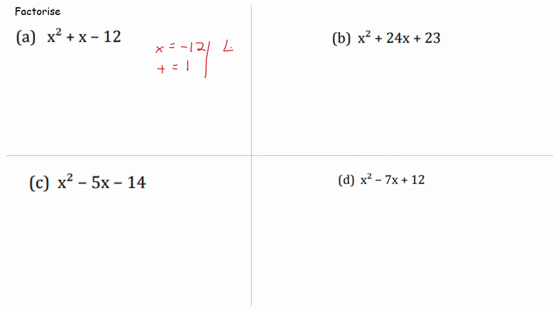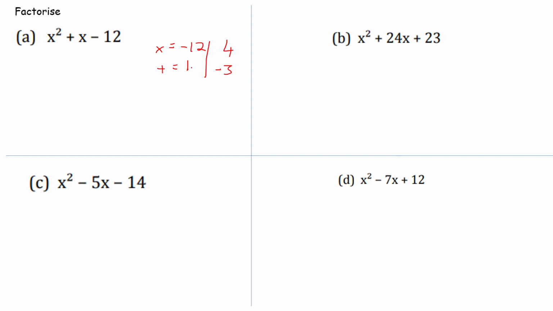Let's go for 4 and 3. And let's make the 3 negative, because 4 times -3 is -12. Good. And then 4 add -3 gives me 1. Perfect. 4 take away 3 is 1. So these are my numbers.